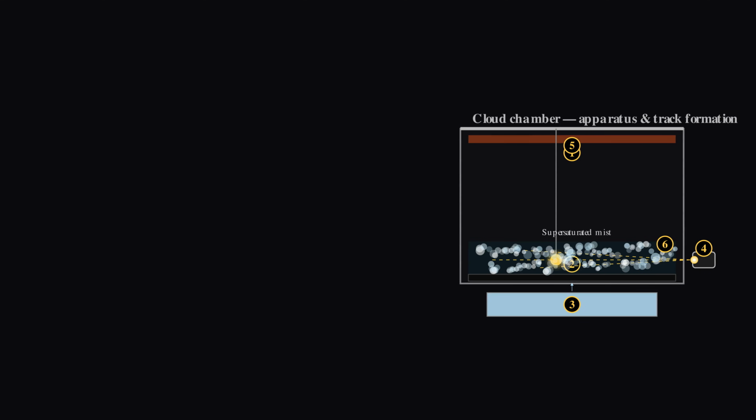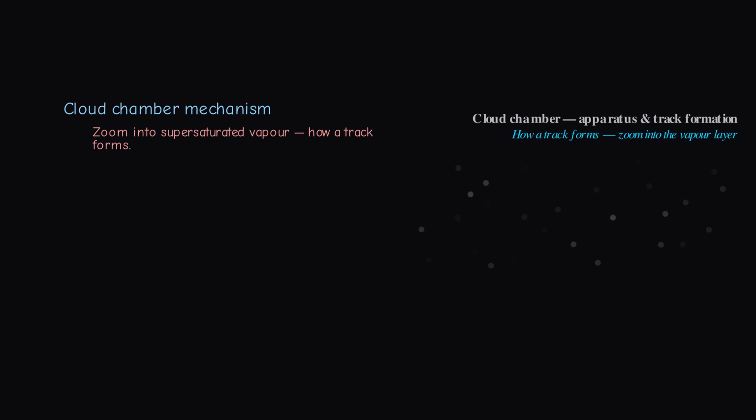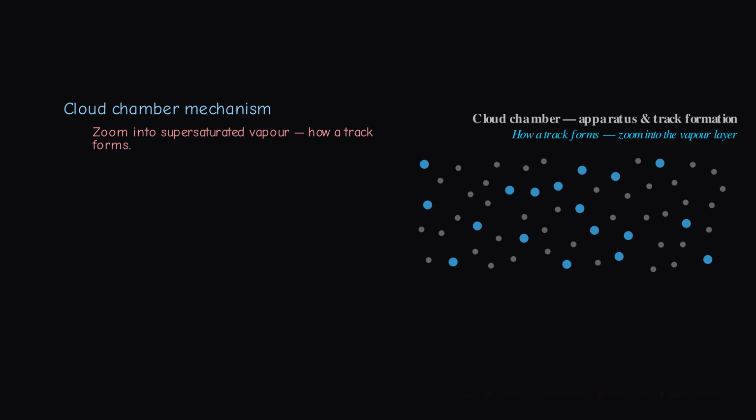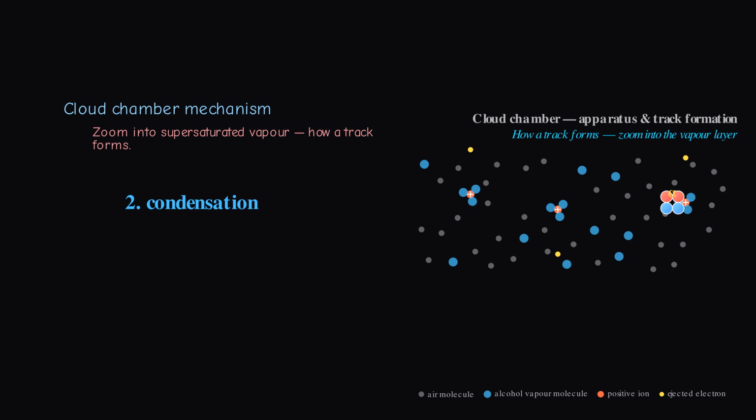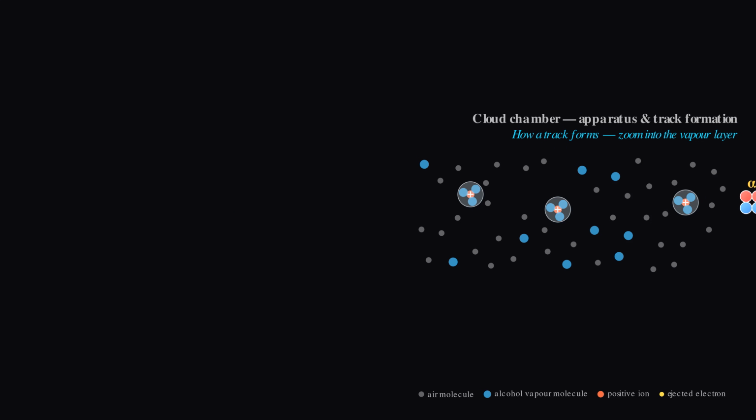Part C. Cloud chamber mechanism. Zoom into the supersaturated vapor to see how a track forms. Air and alcohol vapor molecules fill the chamber. An alpha particle enters and ionizes air molecules along its path. Alcohol vapor condenses onto each positive ion. Each condensation forms a tiny visible droplet. A chain of condensation droplets marks out the visible track.